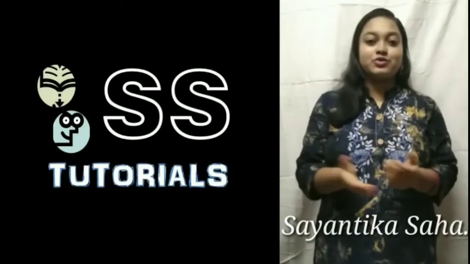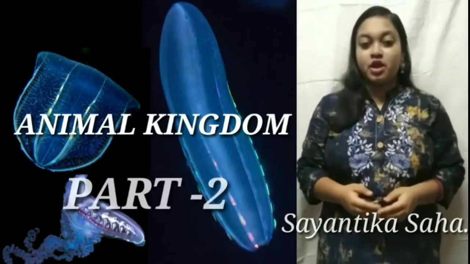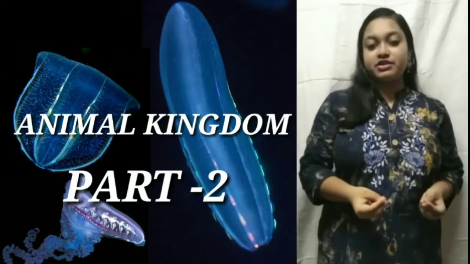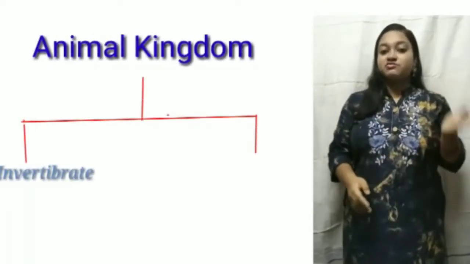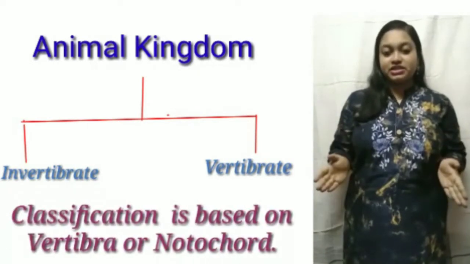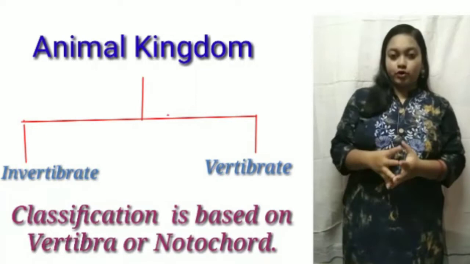I am Sayantika and today we will come to the second part of Animal Kingdom. We will discuss in this video the invertebrate or non-chordate animals. Firstly, we will divide the animal kingdom into two parts, which are invertebrate and vertebrate. The classification is based on the vertebra or notochord.